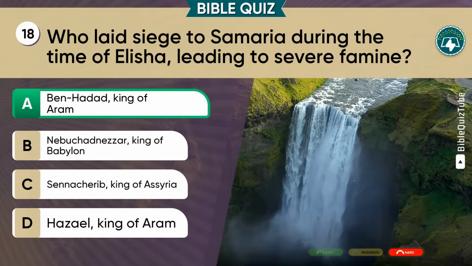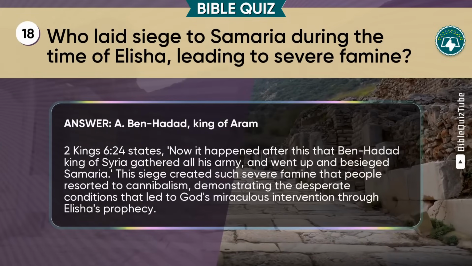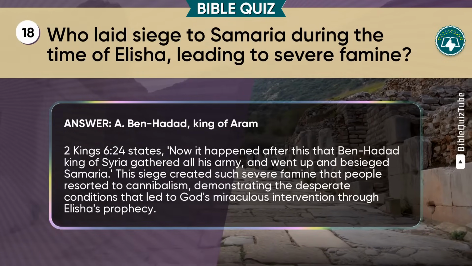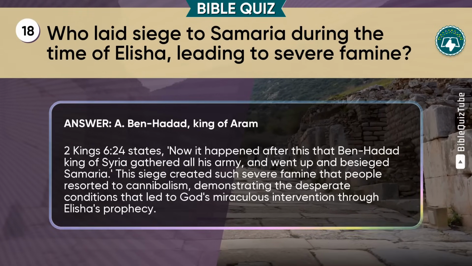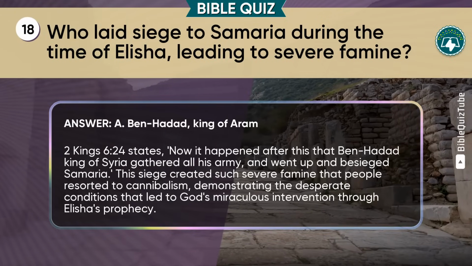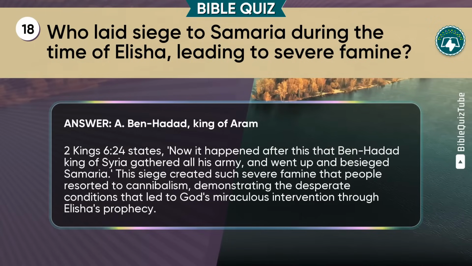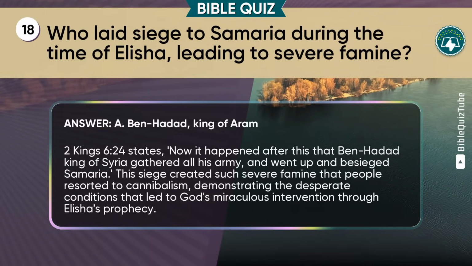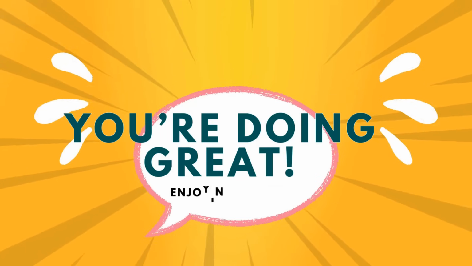The expected answer is A. Ben-Hadad, king of Aram. The explanation. 2 Kings chapter 6 verse 24 states, "Now it happened after this, that Ben-Hadad king of Syria gathered all his army and went up and besieged Samaria." This siege created such severe famine that people resorted to cannibalism, demonstrating the desperate conditions that led to God's miraculous intervention through Elisha's prophecy.